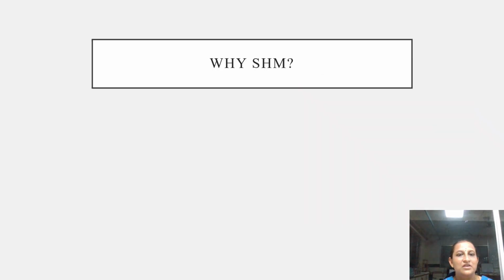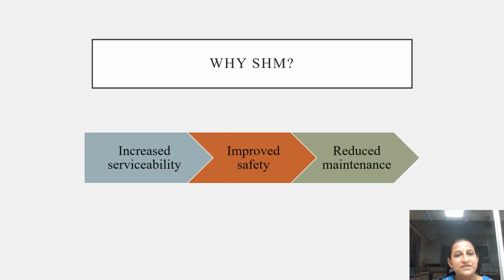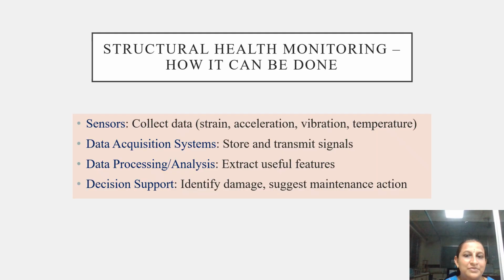So why do we need structural health monitoring? Structural health monitoring is required to ensure structural safety during service life, and we can detect damage, cracks or deterioration at the earlier stages. We can also predict the remaining useful life of the structure, reduce the failure before it occurs, reduce unexpected failures, and provide input for maintenance planning and retrofitting. So how can this be done?